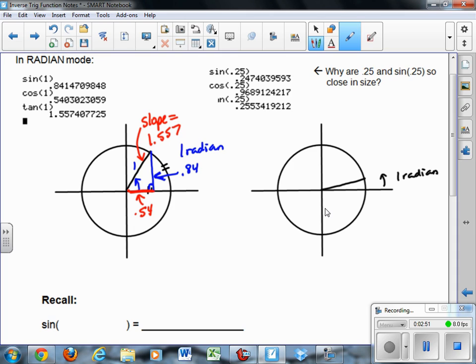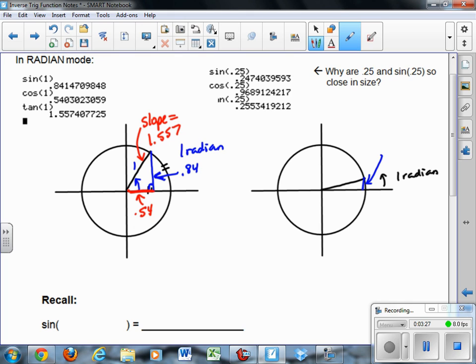Now I'm going to drop down a side here. The blue side is going to be my vertical side again. The vertical side is 0.247. Notice, why are 0.25 and sine of 0.25 so close in size? Well, if this is a unit circle and this cuts an arc of 0.25, whatever the radius is, so if this were 1 centimeter, this would be 0.25 centimeters. And notice that the vertical side and the length of the arc are almost exactly the same. That's why they're so close together.